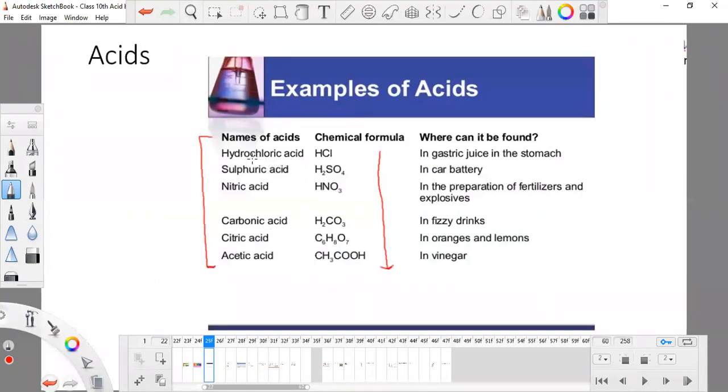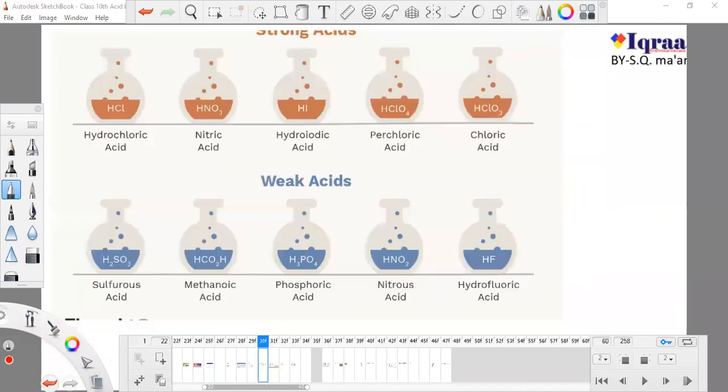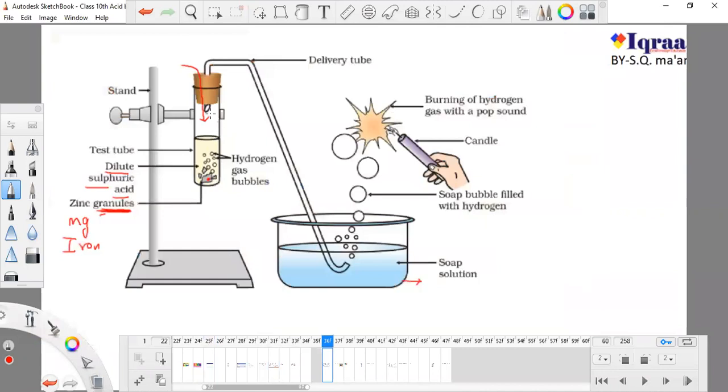Take a screenshot. I told you just yesterday, take a screenshot and try to memorize these acids because they are very, very important. Now, we added HCl, or you can add any type of acid. When we add any metal with any acid, it will form salt and hydrogen gas will be released.